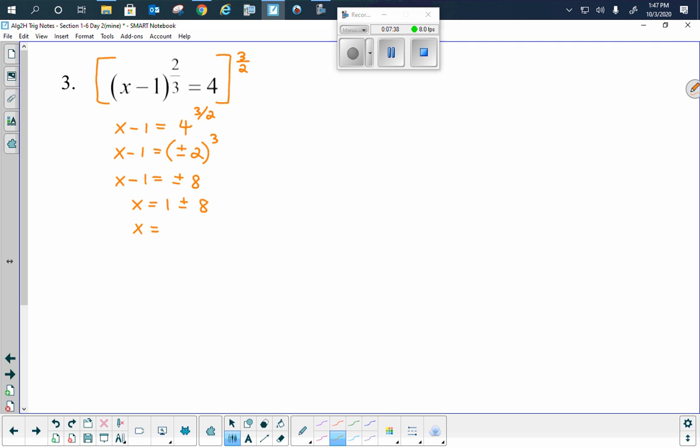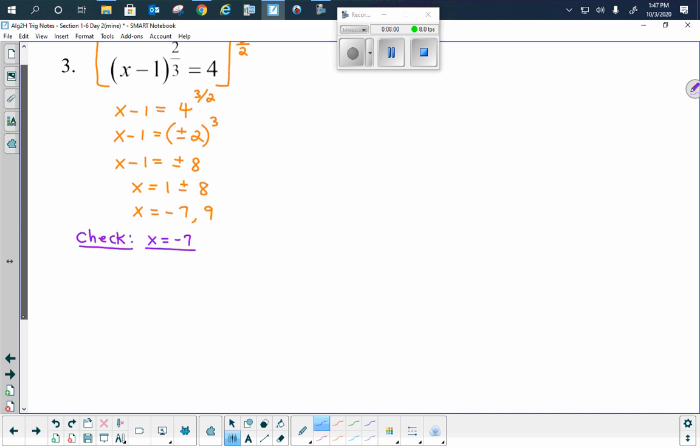So if you're going to do 1 minus 8, we'll have negative 7. 1 plus 8 would give us 9. I'm not boxing either one of them until I check. And for that check step again, please just make sure I can follow along with you, that you are checking negative 7 maybe first, whichever one you're doing.